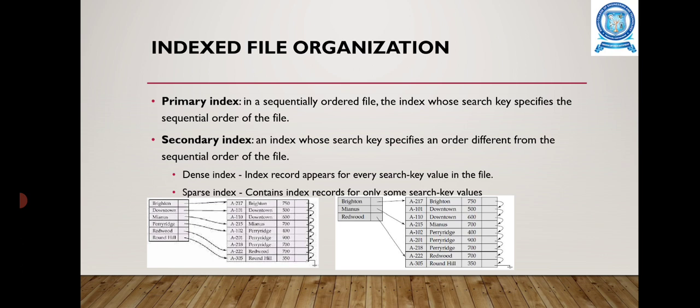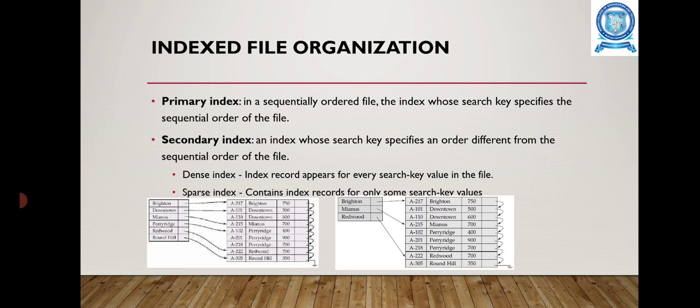Dense index means an index record appears for every search key value in the file. The first figure is the example of a dense index. Here the first record details are available: first the search key, then the pointer. The pointer shows in which place the particular data is present.